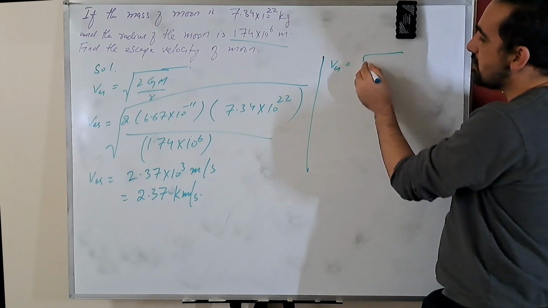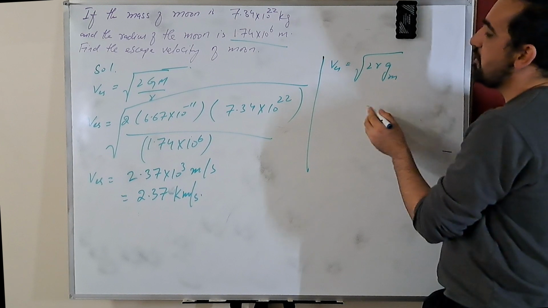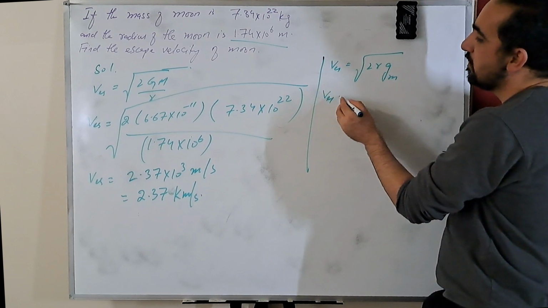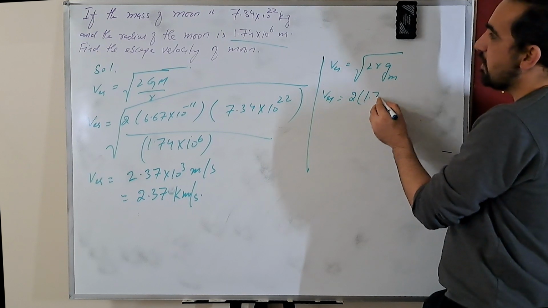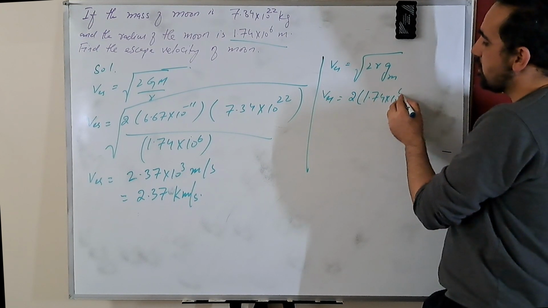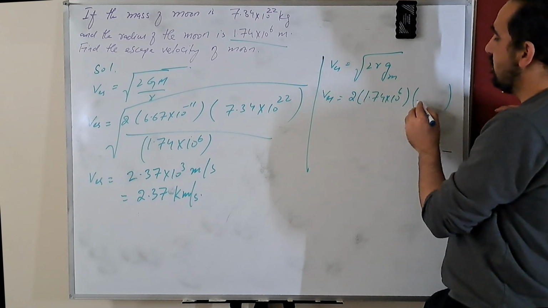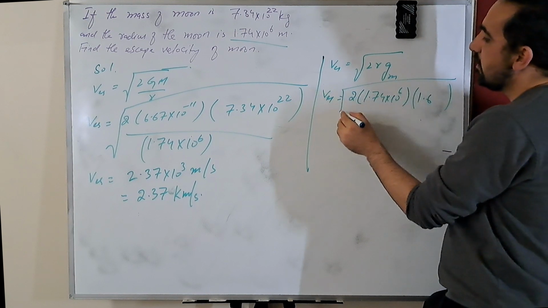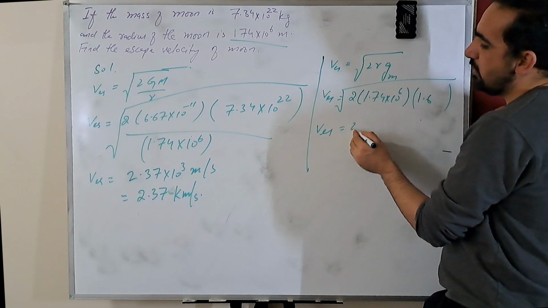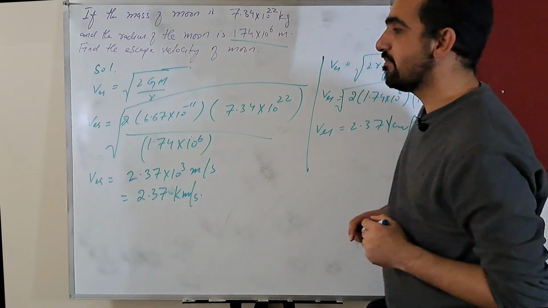V escape is equal to square root of 2 times the radius of the Moon multiplied by the gravitational field strength on the Moon. It will become equal to 2 into the radius of the Moon, 1.74 times 10 to the power 6, and the gravitational field strength of the Moon is 1.6. Okay, so V escape will again equal 2.37 kilometer per second.